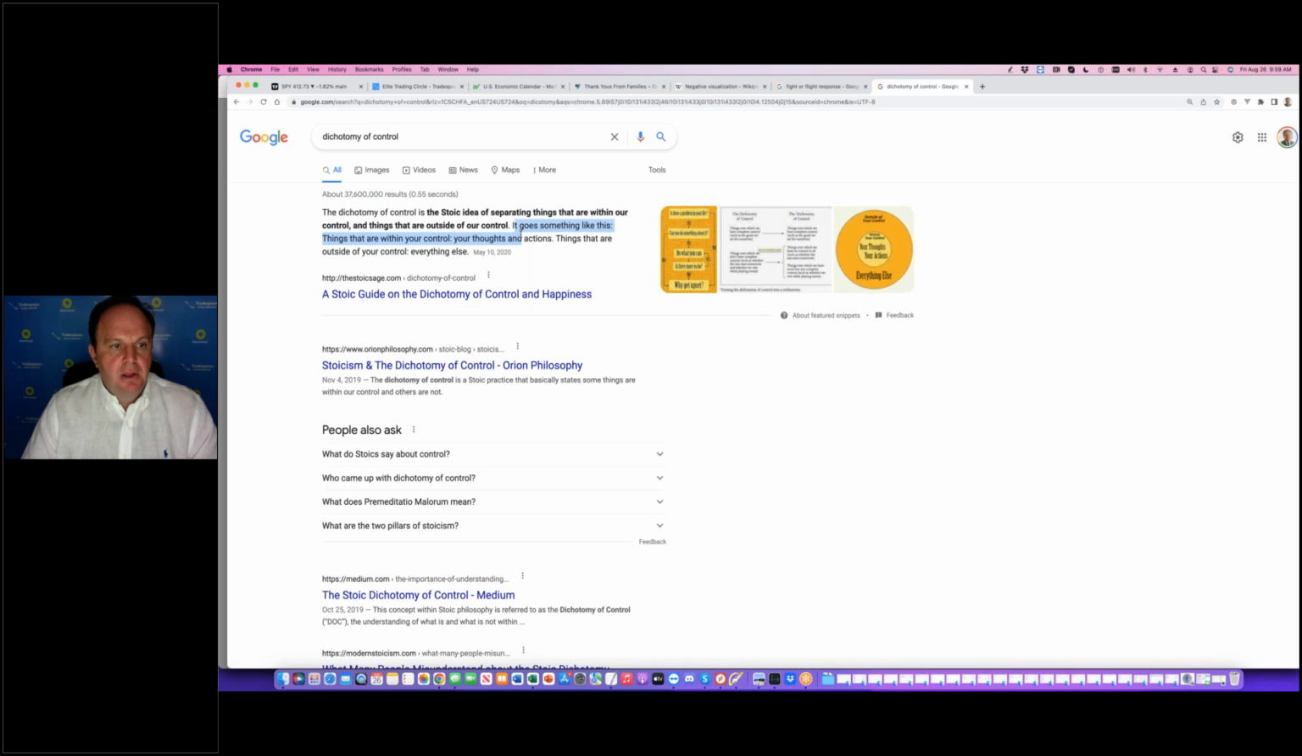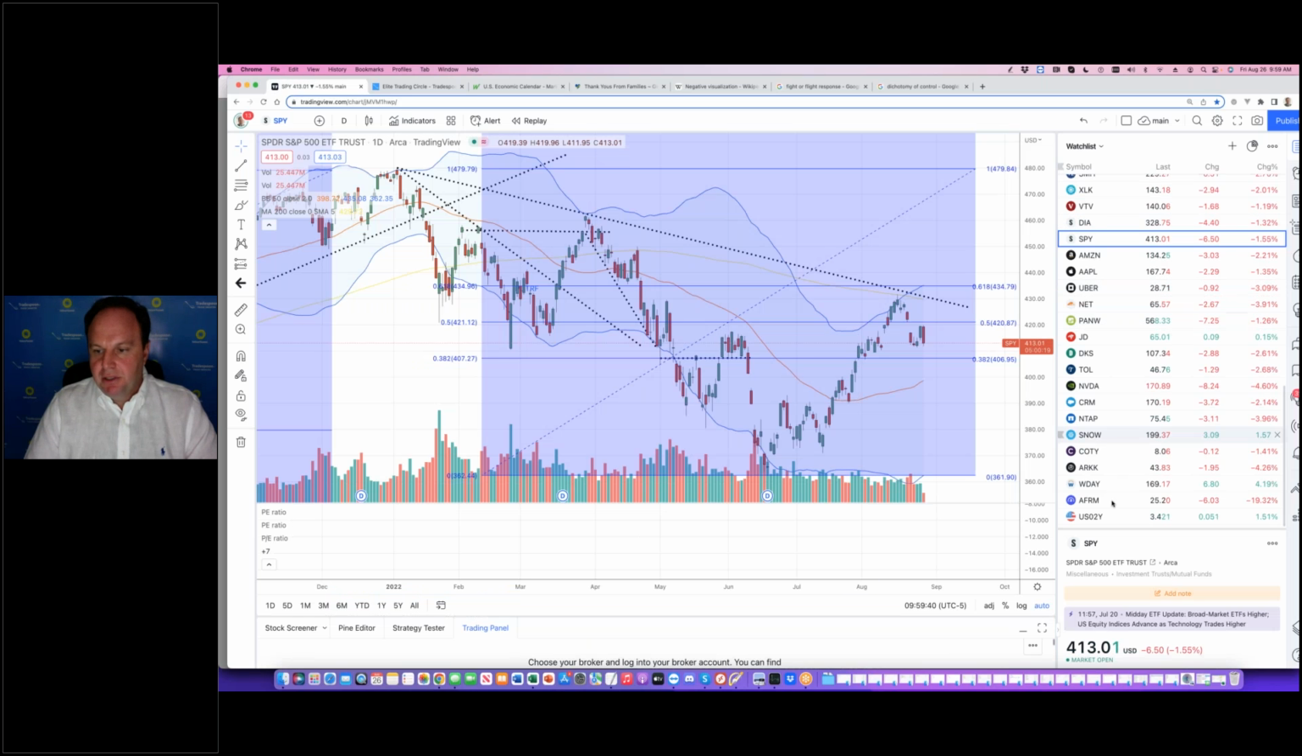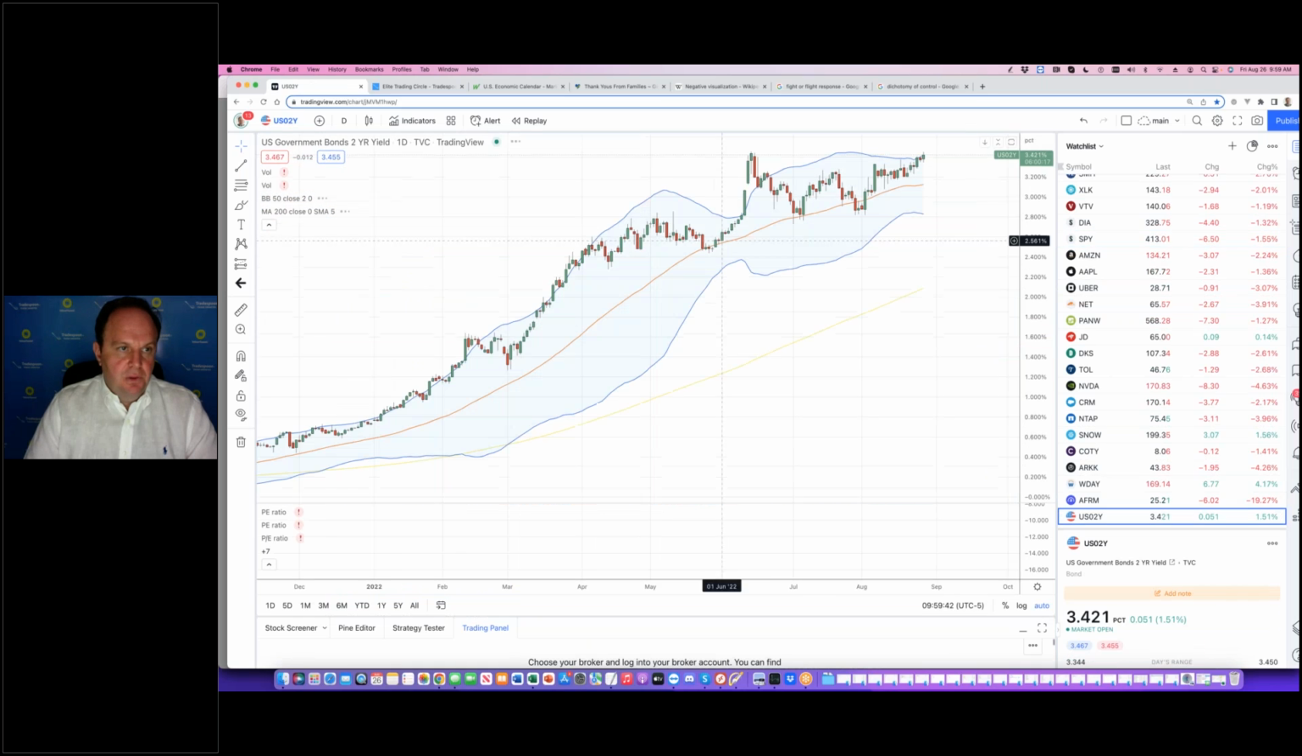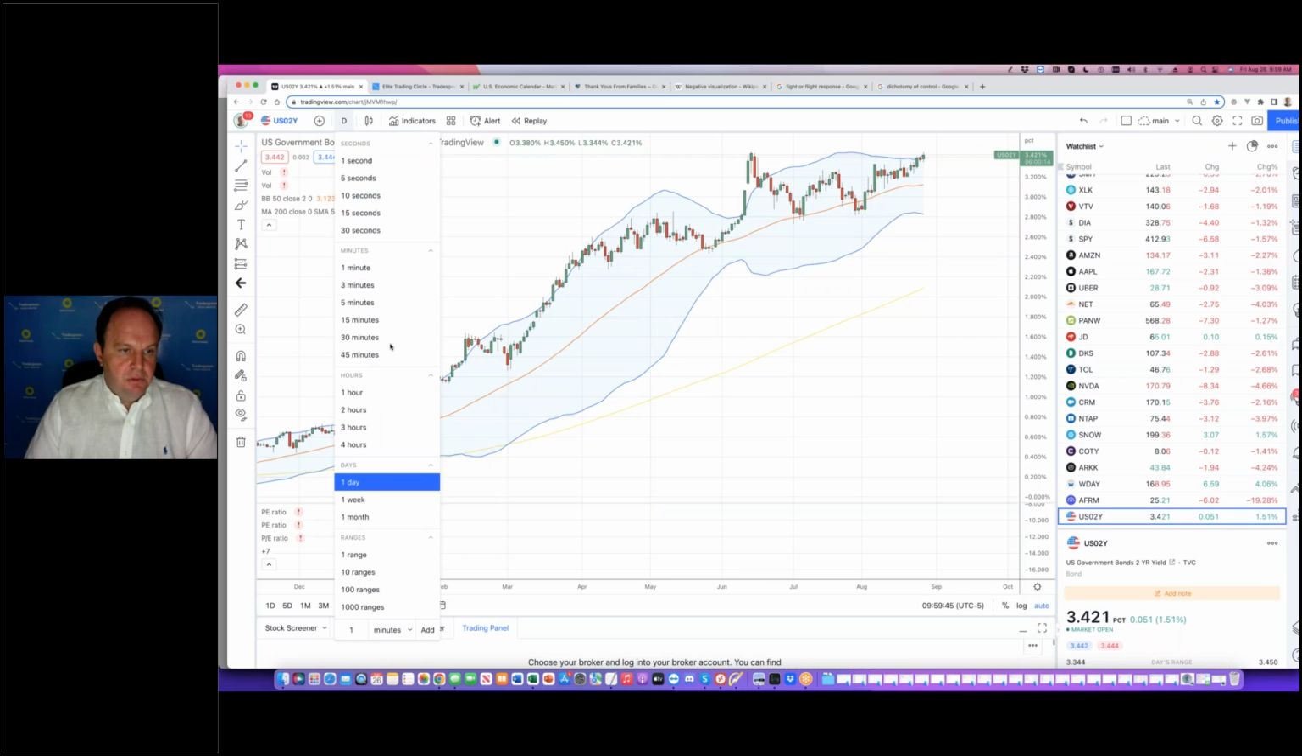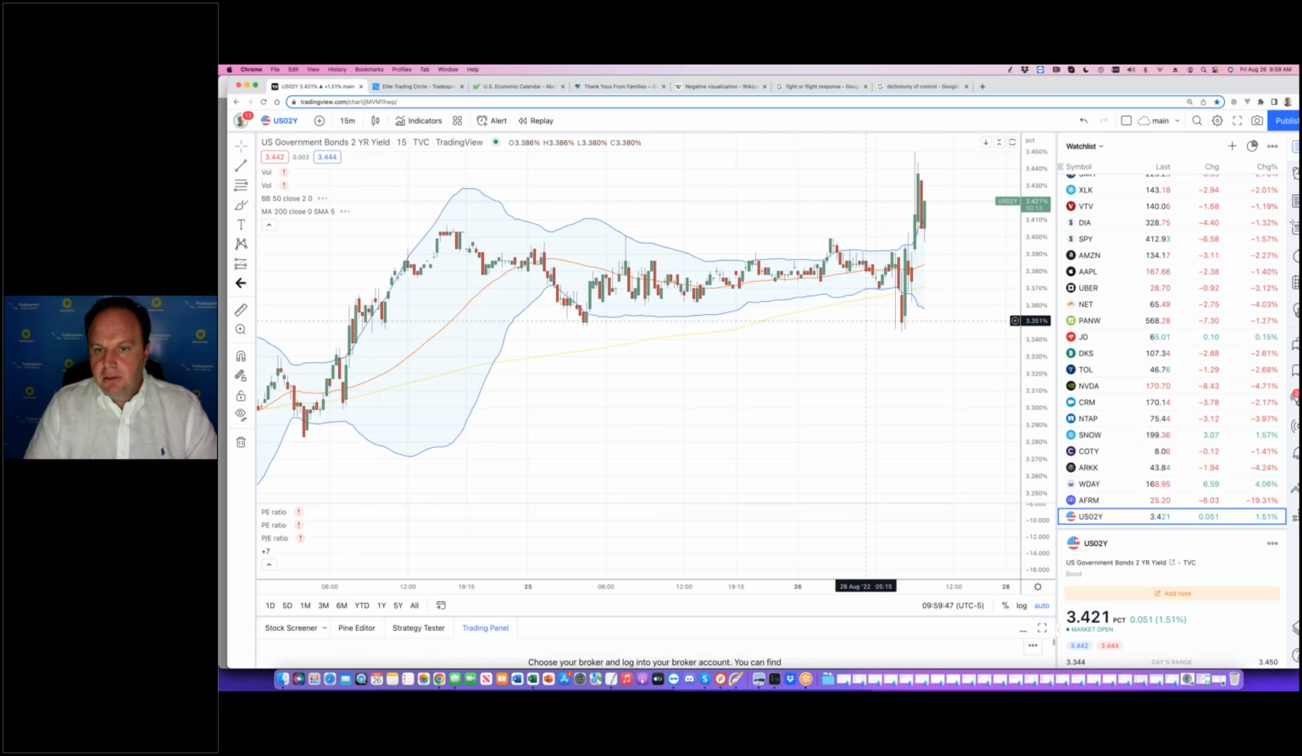Here's an example. Things within your control are your thoughts and your actions, and things outside of your control are everything else. How does it translate? The outcome of the Jackson Hole meeting is outside of our control. The market could have rallied, the market could have sold off, and you can see that in the two-year yield. It's all over the place. You look at when the Fed started talking, it's down going into the meeting, it's up, now it's reverting. So it's outside of our control.